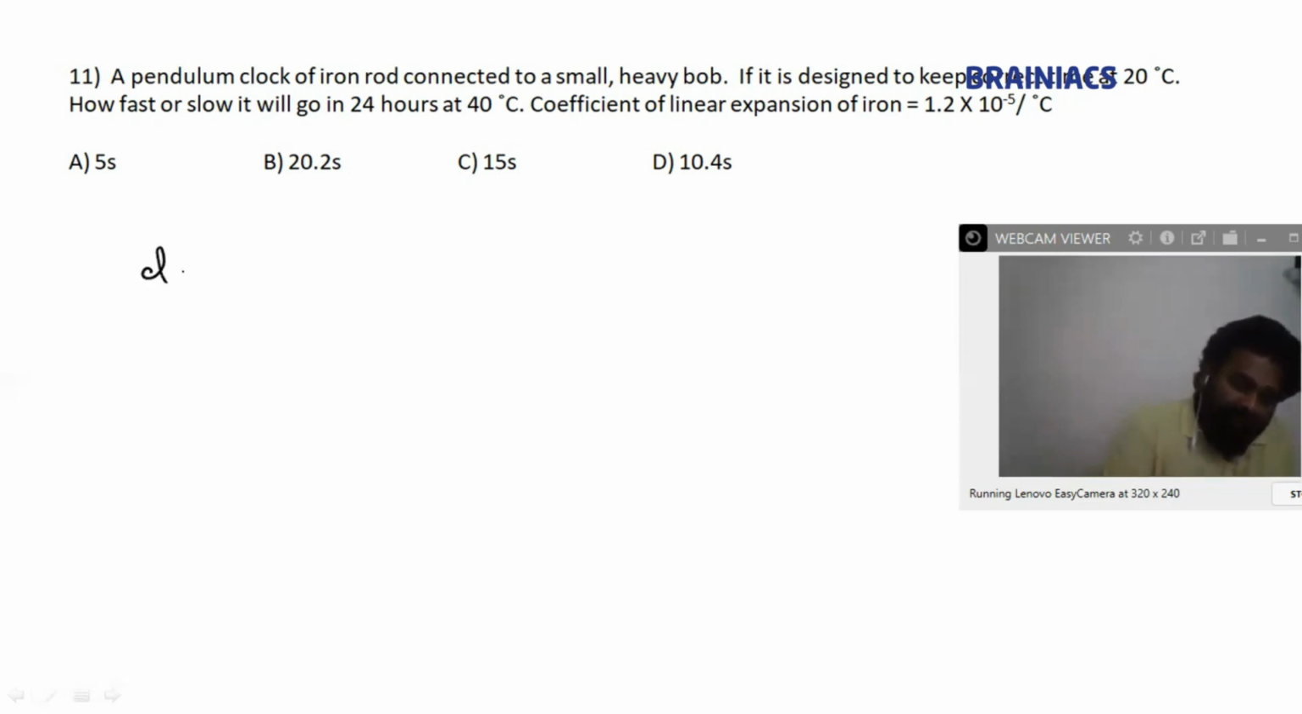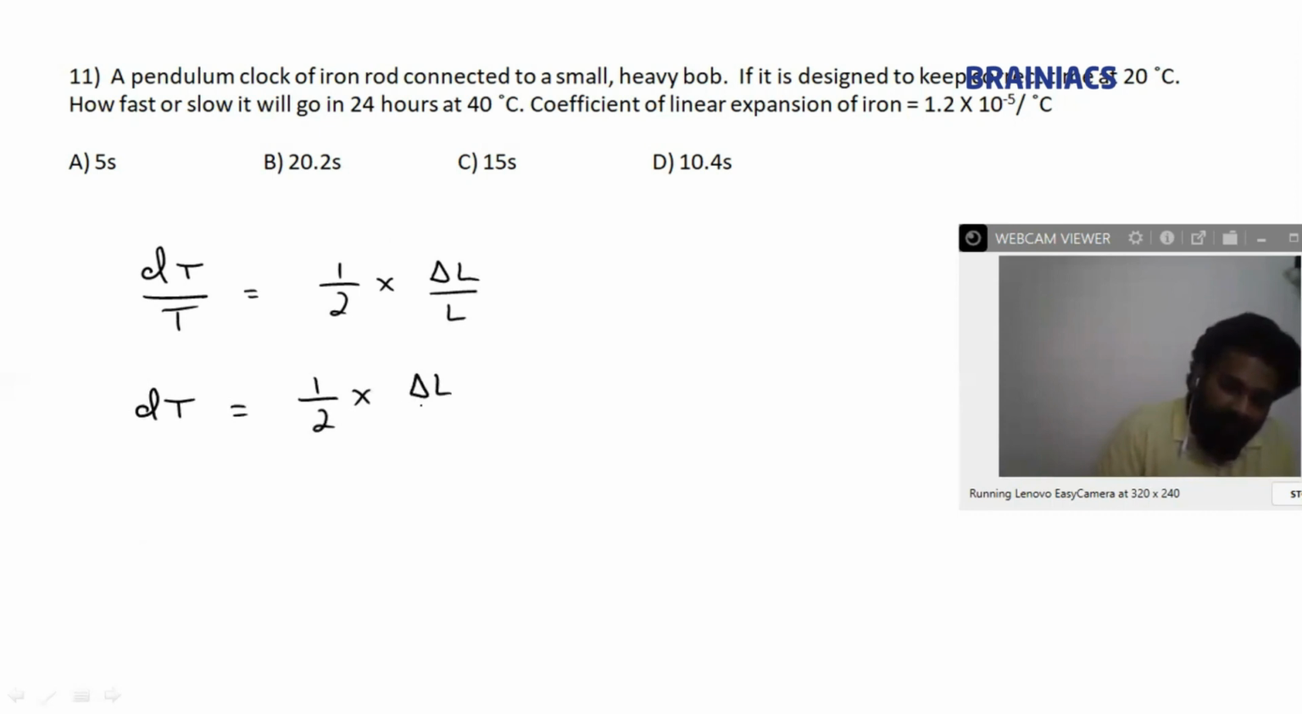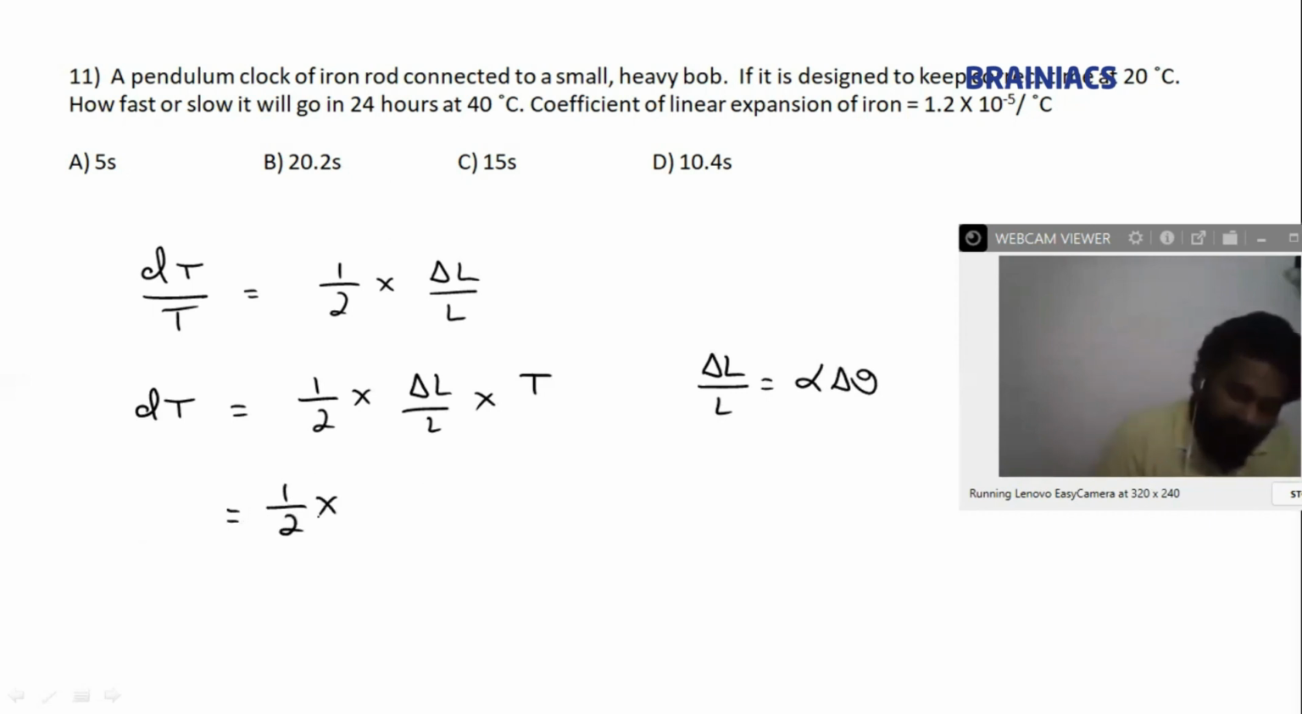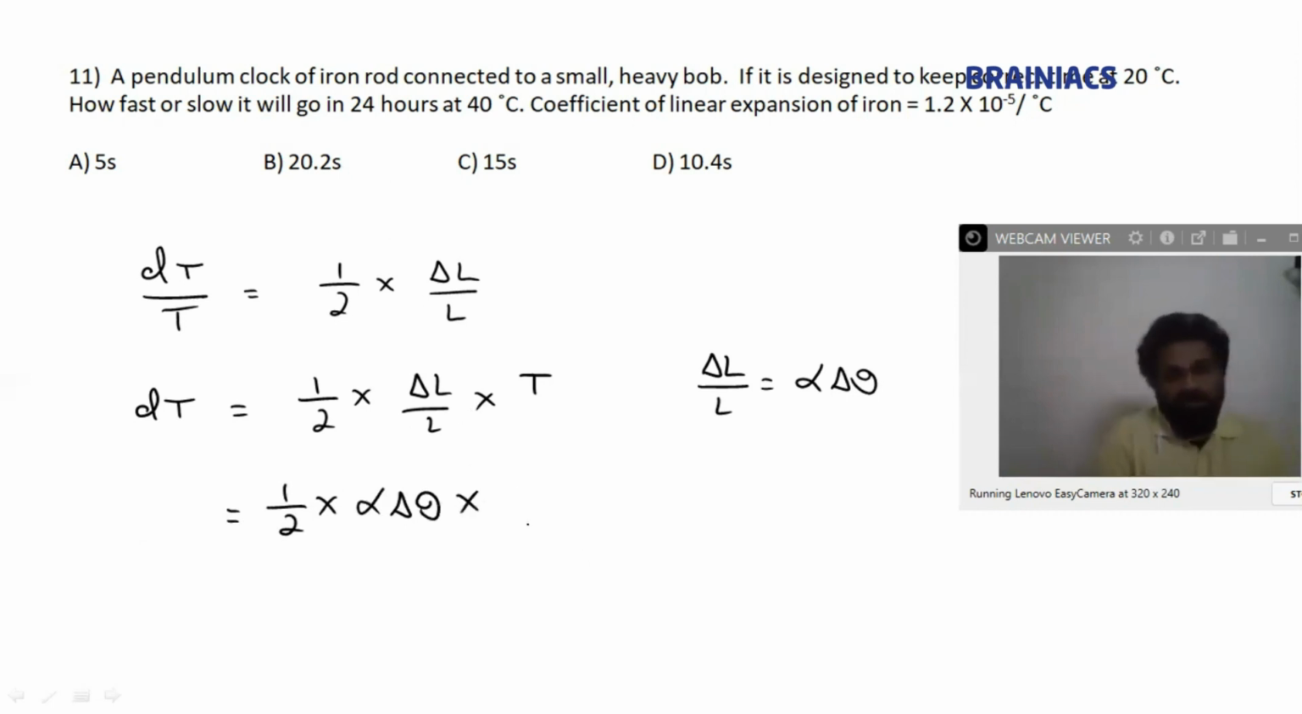We have studied that the fractional change in time is half into the fractional change in length. So the loss or gain in time is dt equal to half into delta L by L into T. Delta L by L is the thermal strain, which we have already studied is alpha delta theta. So we replace this with half into alpha delta theta into the time span, and the time is given as 24 hours.